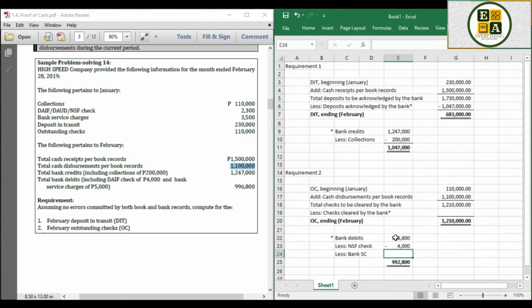Then, also deduct bank service charges. We have there 5,000. Why deduct those? Because these items are disbursements not representing checks. Okay? So we have the NSF check, deduct. We have bank service charges, deduct. We can have 987,800. So deduct here 987,800. We can arrive now with our outstanding checks for February, 222,200. Okay? I hope you followed how to compute the deposit in transit and outstanding checks.